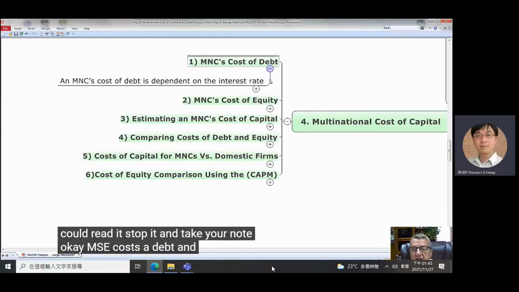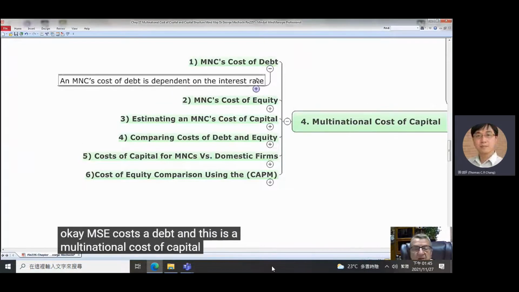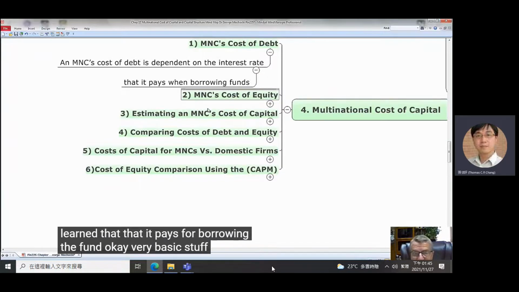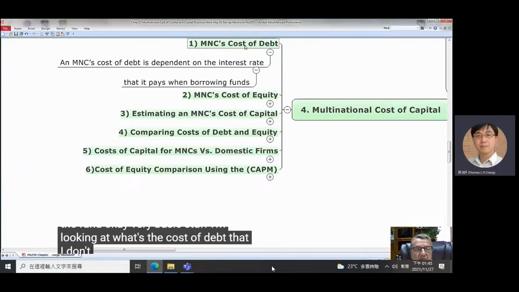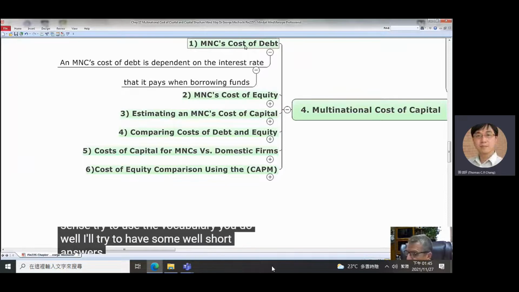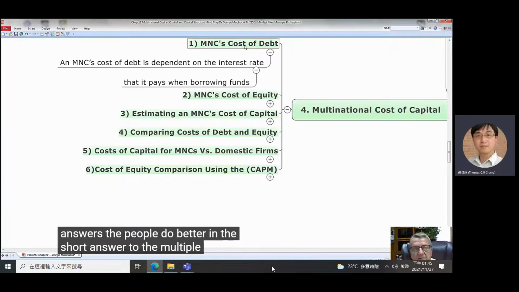Okay, MNC cost of debt, and this is a multinational cost of capital. MNC's cost of debt is dependent on the interest rate. No kidding, you've learned that. That it pays for borrowing the funds. Very basic, simple. So if I'm looking at what's the cost of debt to the MNC, and some of the questions I ask you, use your common sense, try to use the vocabulary, you'll do well. I'll try to have some short answers, because people do better in the short answers than multiple choice in some of the finance classes, because they may not use all the terminology, but I have a better idea of what you're trying to say.